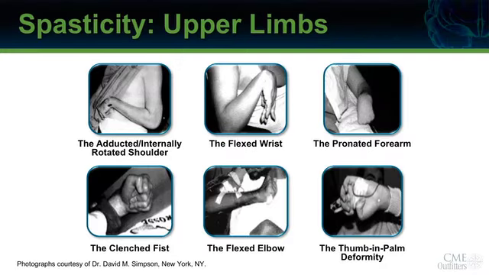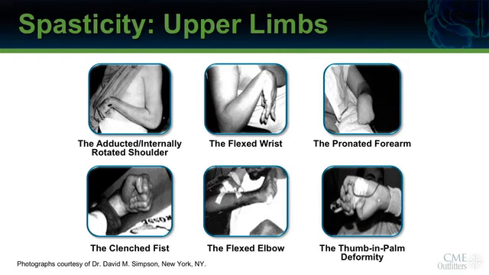Now, in the next slide, you see graphically different regions of the body that are affected focally with spasticity. And we can go from the shoulder, adduction and internal rotation, wrist flexion, forearm pronation, the clenched fist, flexed elbow, and the thumb and palm deformity.